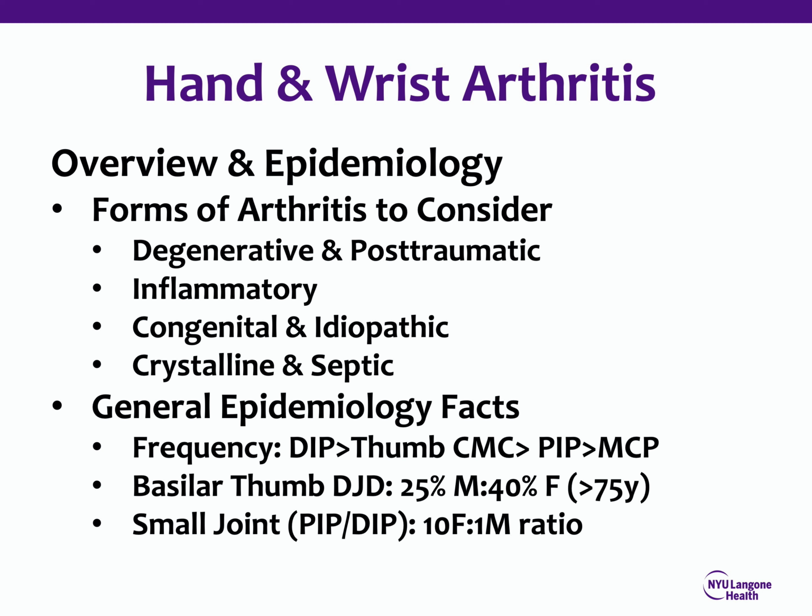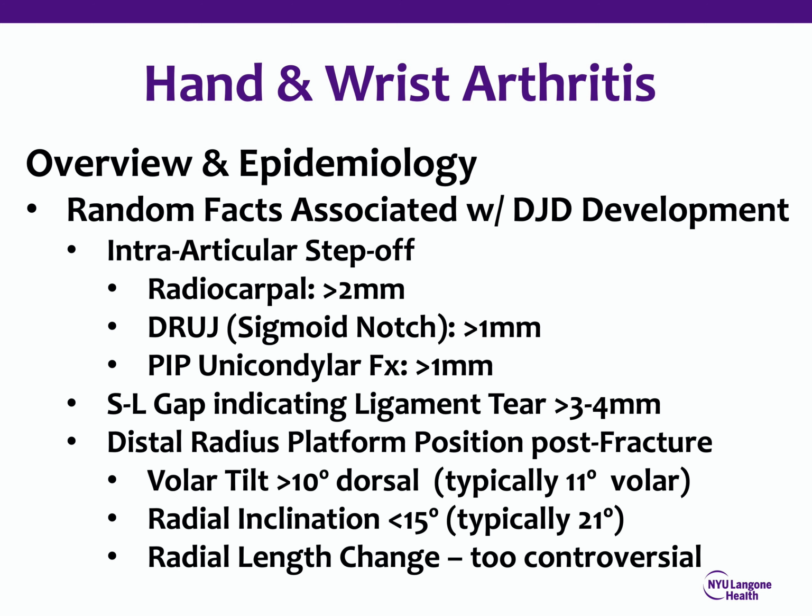With regard to the basilar thumb, it's really pretty classic that it's a lot more prevalent in females. The older you get, chances are you're going to get it. And with regard to the small joint arthritis, nothing new there, and even in a greater proportion, male to female. Some more random facts that may come up.